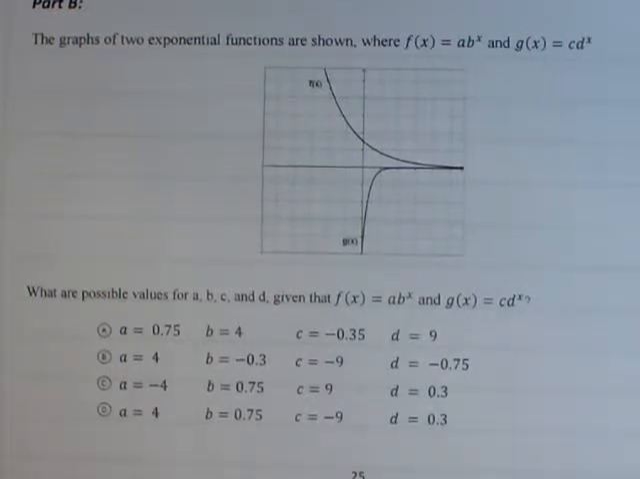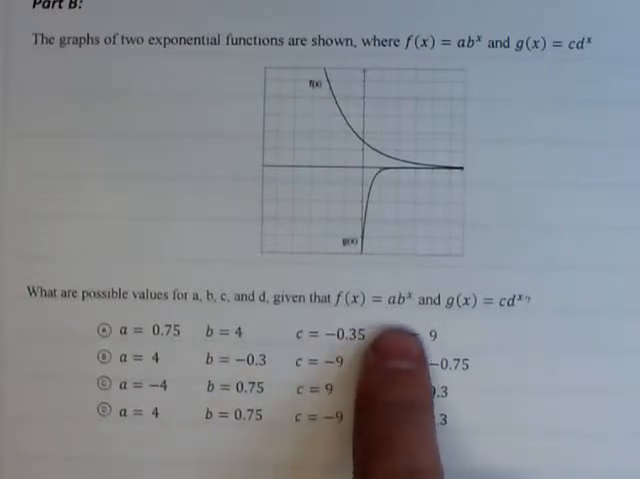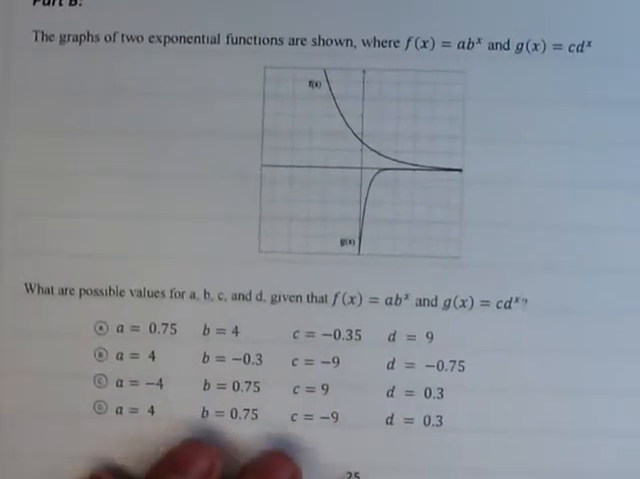Alright, this is 27 part B. The graphs of two exponential functions are shown, where f of x is equal to a b to the x and g of x is equal to c times d to the x. What are the possible values for a, b, c, and d, given that f of x is equal to a b to the x and g of x is equal to c d to the x?